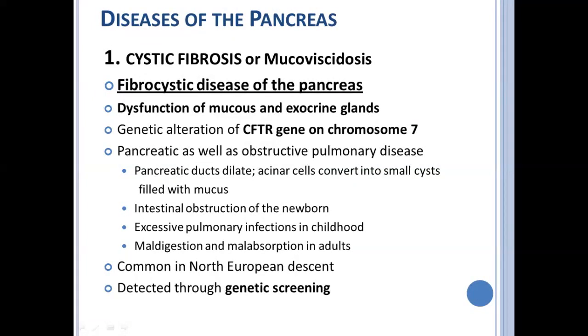So the pancreatic ducts dilate, okay? The acinar cells now produce mucus instead of fluid. So the pancreas now cannot produce enzymes to digest food, leading now into maldigestion and malabsorption. So, ganun ang nangyayari doon. So this is common sa Northern Europe, okay? And this can be detected through newborn screening or genetic screening.